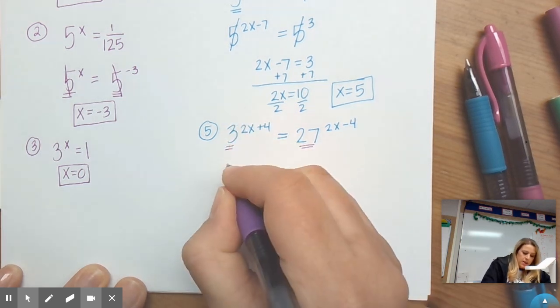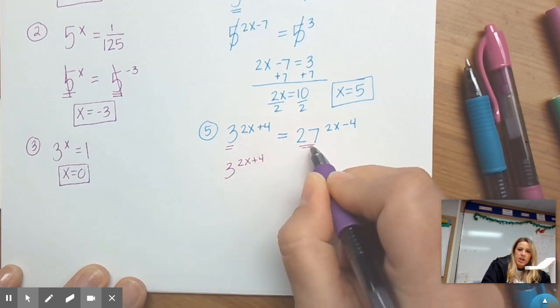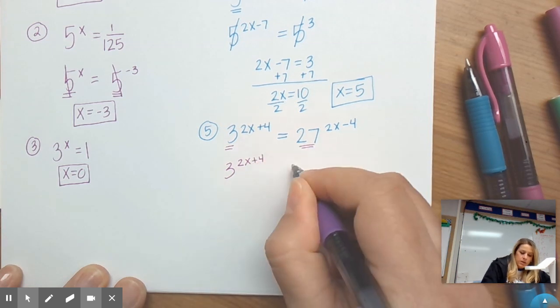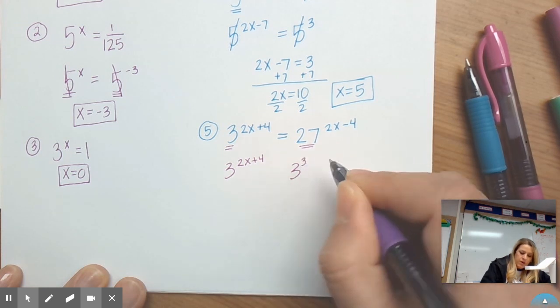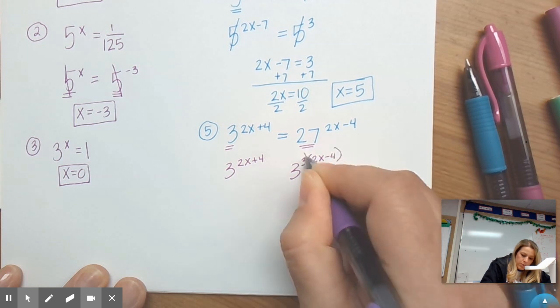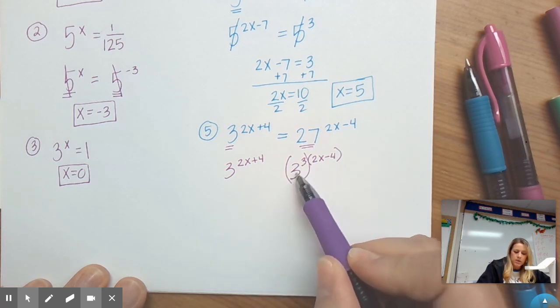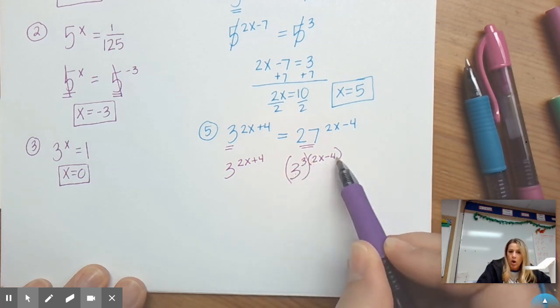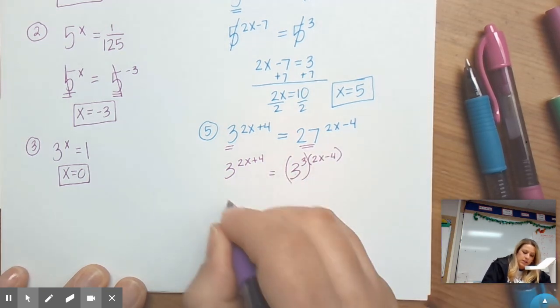So base of 3 raised to the 2x plus 4. I need to change this to a base of 3. 3 raised to the second power is 9. 3 raised to the third power. Now, watch what I'm doing here. You can put your parentheses there or there, but you have to keep in mind that that 3 is 3 raised to the third power times all of this. Okay, that's the big trick in this one. So let's see how you did.